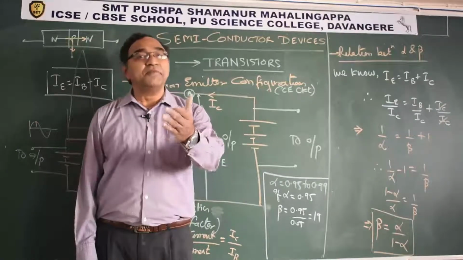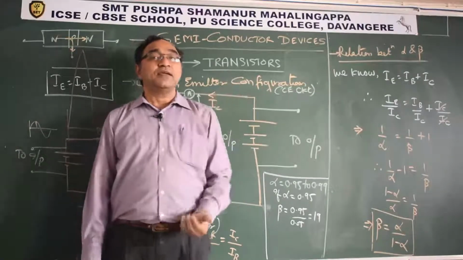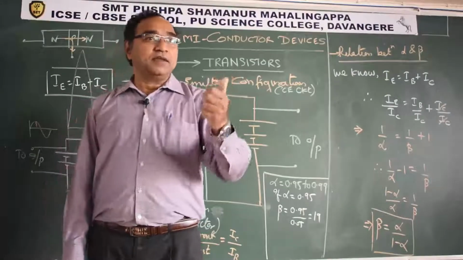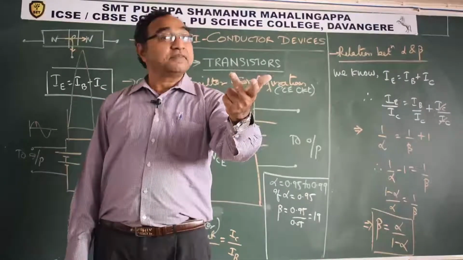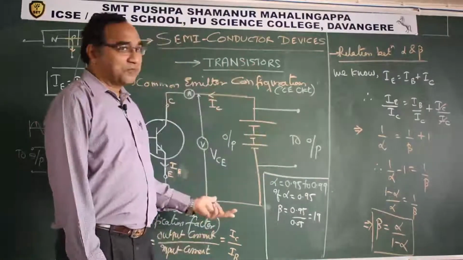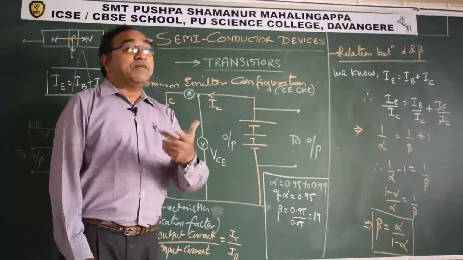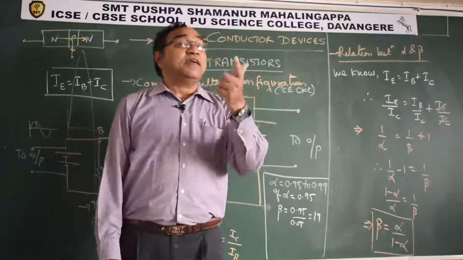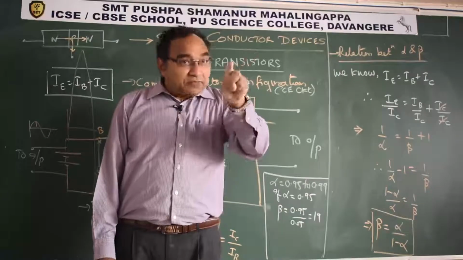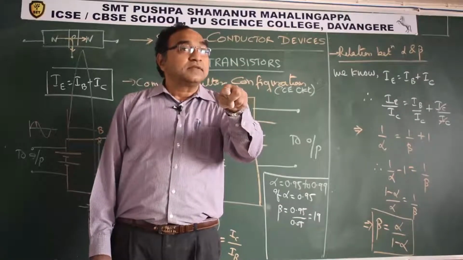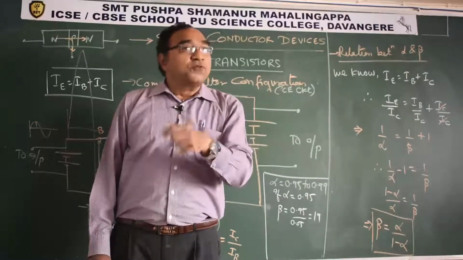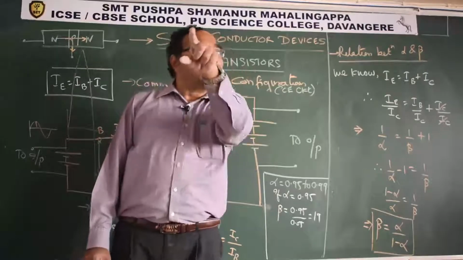Power gain. If you remember, in the previous lecture we have seen current gain, voltage gain, power gain. Same thing we can do here also. So power gain, there we saw power gain in CB circuit was what? Alpha square RO by RI. So here it will be beta square RO by RI.